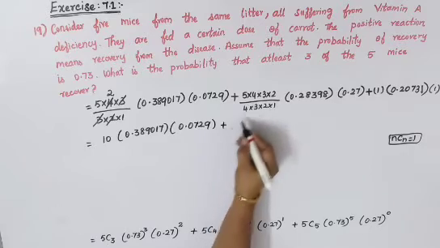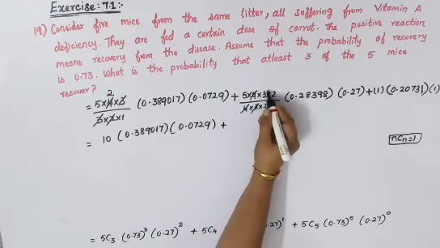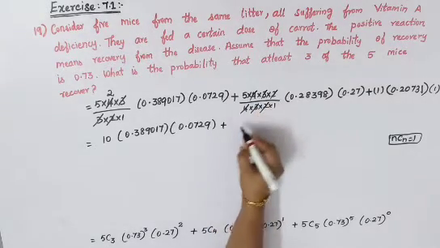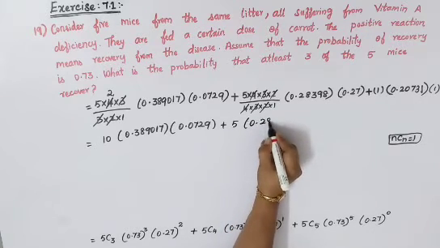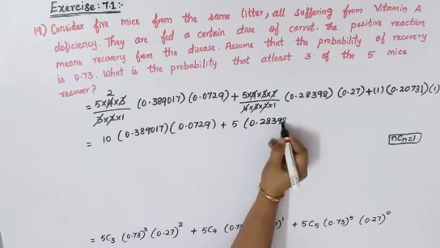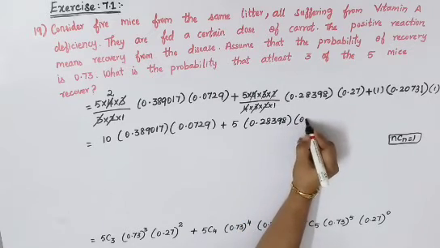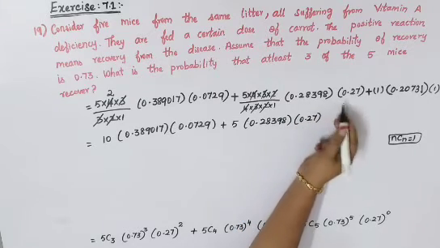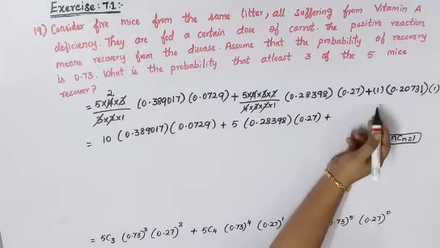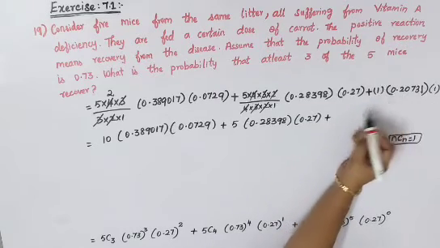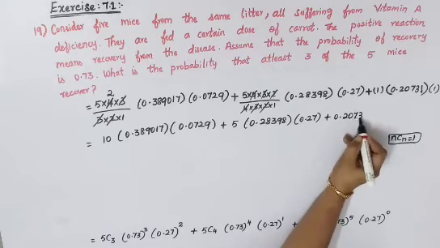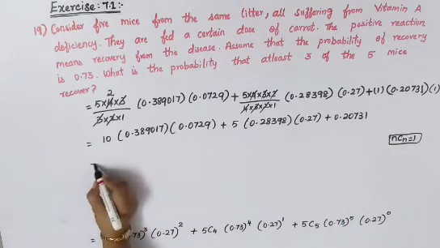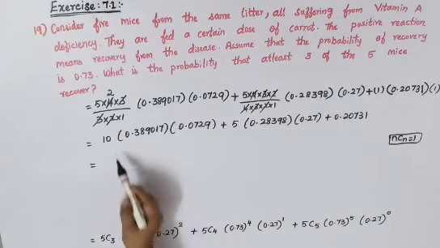Okay, plus 4 you can cancel, 3 you can cancel, 2 you can cancel, so left out is only 5 into 0.28398 into 0.27. So these two parts as it is. Plus here 1 and 1 both are there, so only this answer will be there. So 0.20731 will be there. So the last step of solving is 10 and 2.